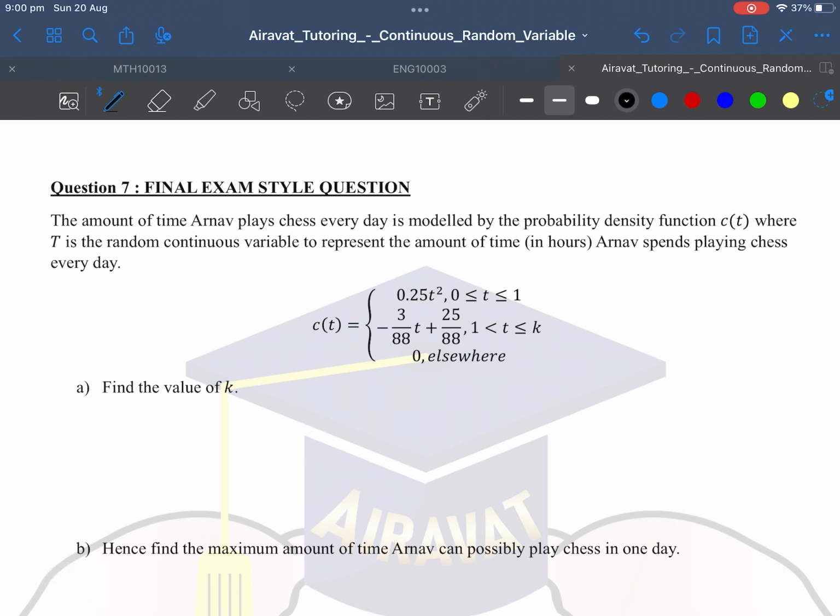Okay, final exam style question. The amount of time Arnav plays chess every day is modeled by probability density function c of t, where t is the random continuous variable to represent the amount of time in hours Arnav spends playing chess every day.